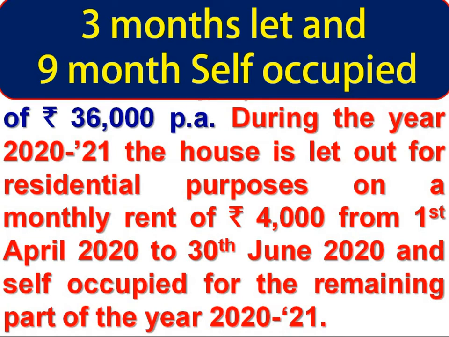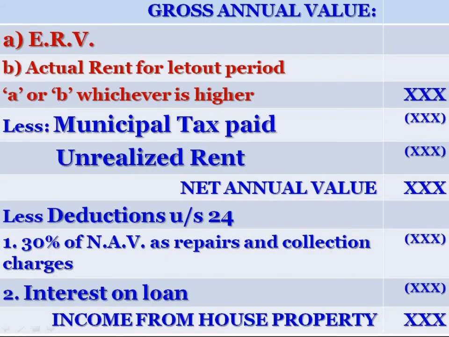If a let property remained self-occupied during part of the previous year, the income from house property is computed in this way. First, we compute expected rental value, that is fair rent or municipal value, whichever is higher, but it cannot exceed standard rent. A clause: compute expected rental value. B clause: actual rent for the let period. Here the property was let for 3 months, therefore actual rent for 3 months.